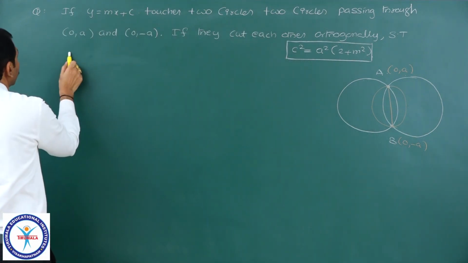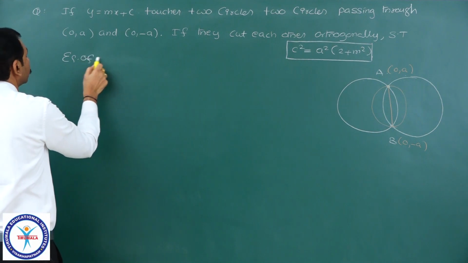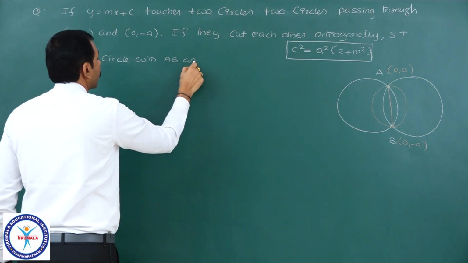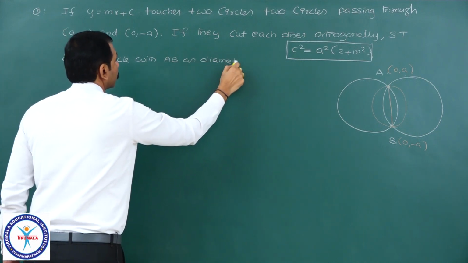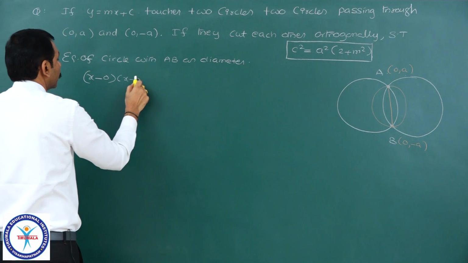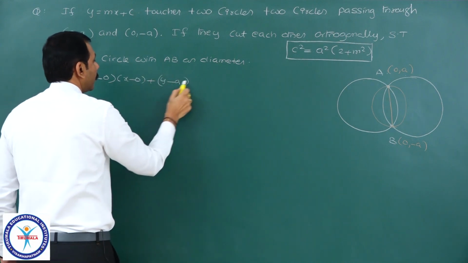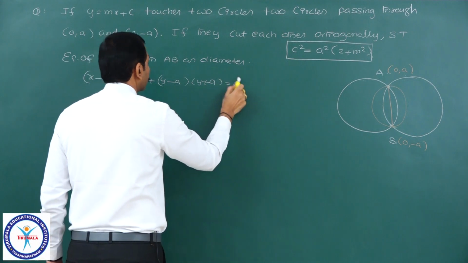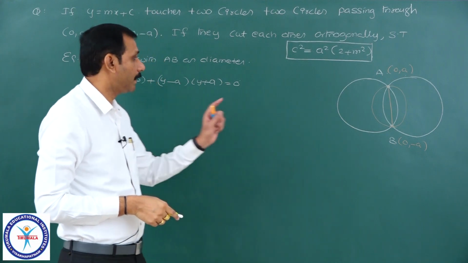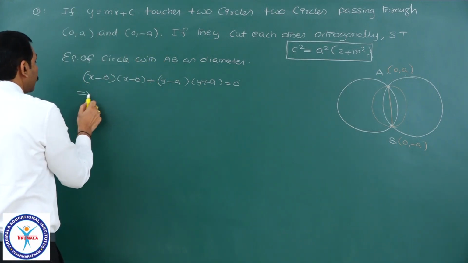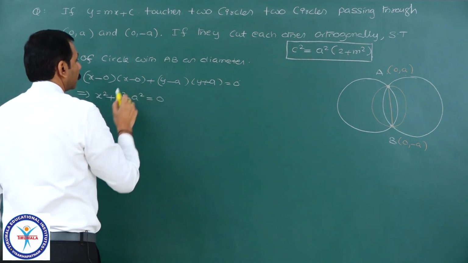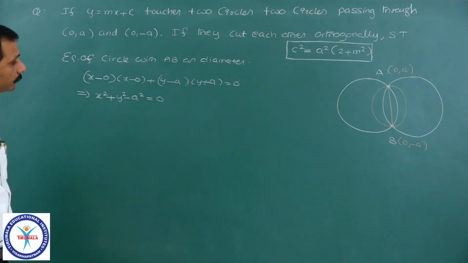Now you see, the equation of circle with AB as diameter. What is this? x minus 0 into x minus 0 plus y minus a into y plus a equal to 0. Hope you remember that one: x minus x1 into x minus x2 plus y minus y1 into y minus y2 equal to 0. Of course, it is x square plus y square minus a square equal to 0. It is y square minus a square, this one.